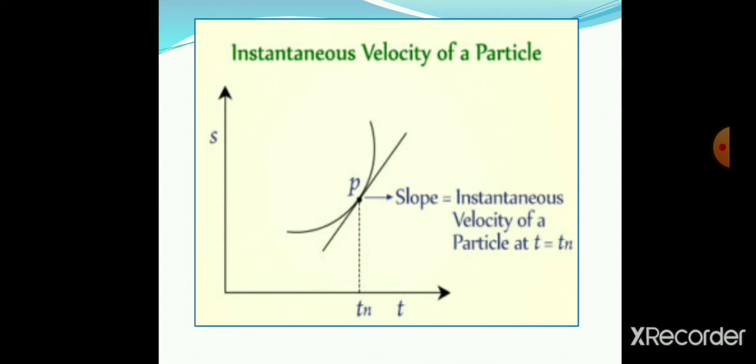Now, instantaneous velocity of a particle means the velocity of the particle at any instant of time. For example, suppose the curve given in the position time graph represents the motion of a particle. Then at the point P, if you draw a tangent, the slope of this tangent will give you the instantaneous velocity of the particle at time t equal to Tn, or the velocity of the particle at the point P.